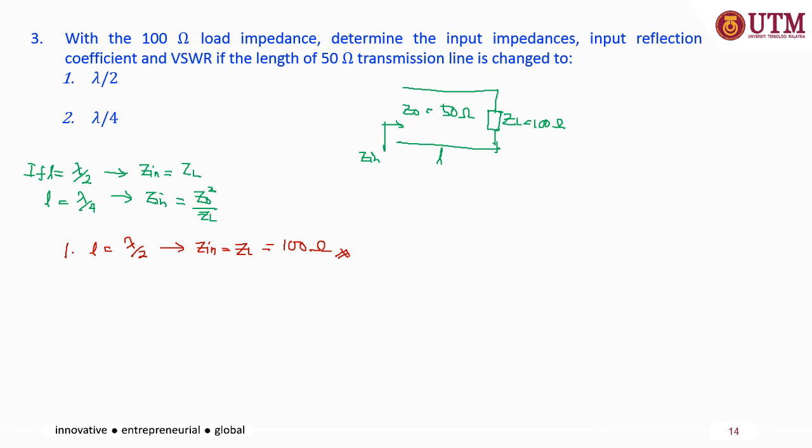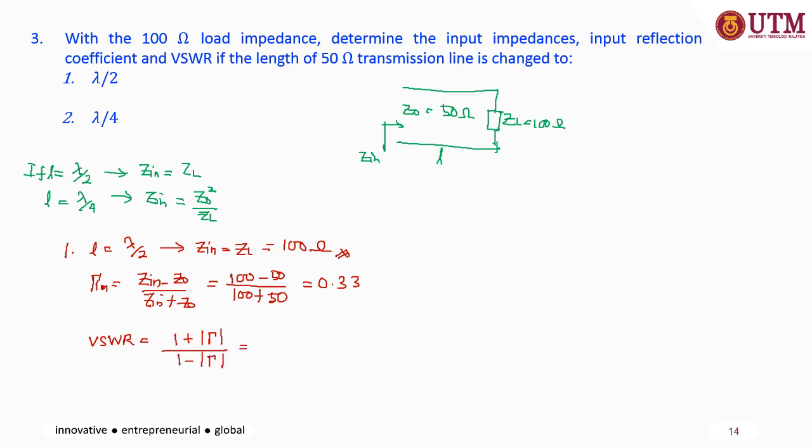Next, the input reflection coefficient. Again Zin minus Z0 divided by Zin plus Z0. So your Zin equal to ZL equal to 100 minus your Z0 which is 50, divided by 100 plus 50. So it is equal to 0.33. The third one is the VSWR. So again, 1 plus the magnitude of the reflection coefficient, 1 plus 0.33 divided by 1 minus 0.33. It is equal to 2.